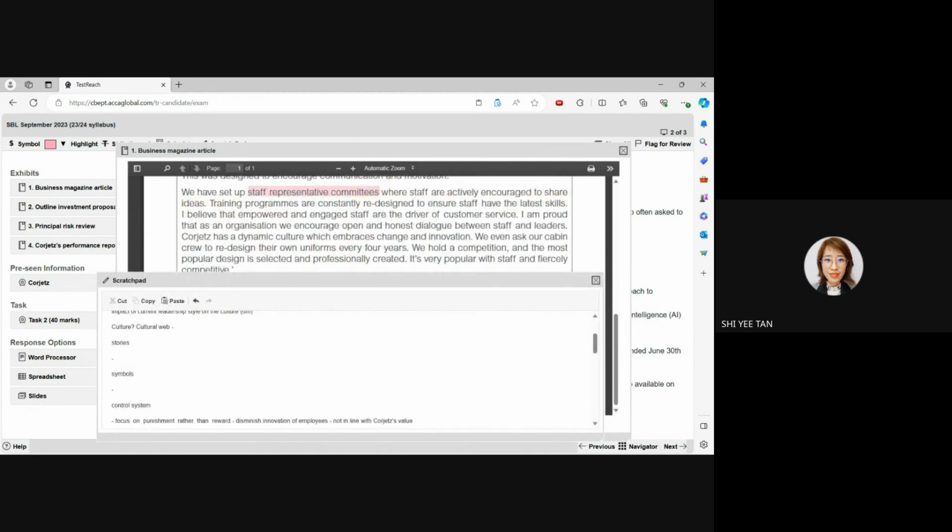This symbol represents that the top management very much values the feedback from the staff. It's a symbol to represent how much the top management values the feedback from the staff. Where staff are actively encouraged to share ideas. So you see, it represents how much value is placed on getting feedback, getting input from staff. To me, it's a symbol.